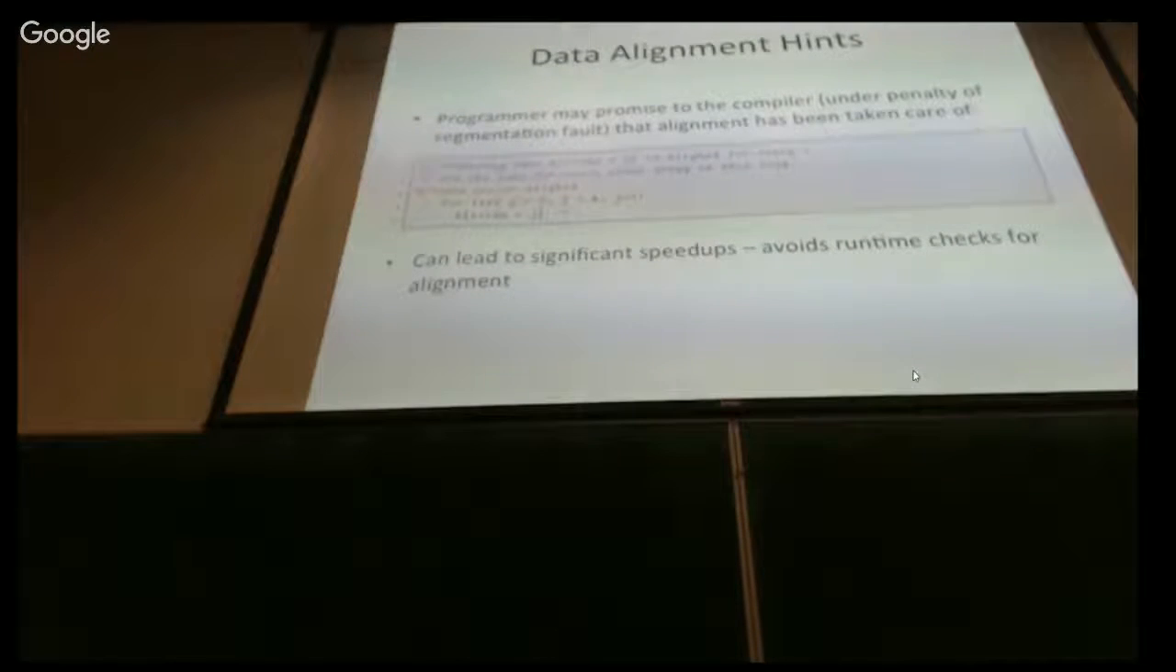So, data alignment hints. The programmer may promise the compiler, under penalty of segmentation fault, that alignment has been taken care of. So you might be aligning to the cache line, but the compiler might not recognize that. Later on, when you get to your kernel, you want to ensure that the compiler knows that the data structure is aligned to the cache line. So you can use pragmas like pragma vector aligned, but when you do that, you need to ensure that you have properly aligned the data structure, because if you don't, you'll get a segmentation fault.